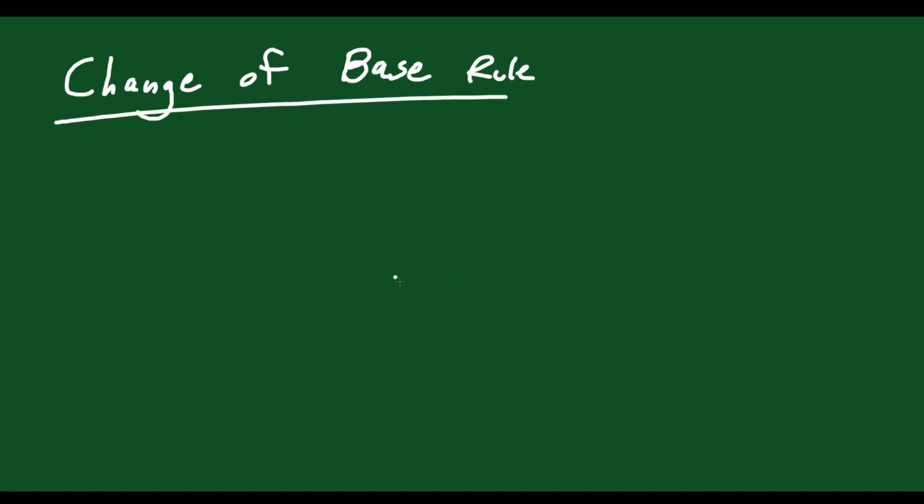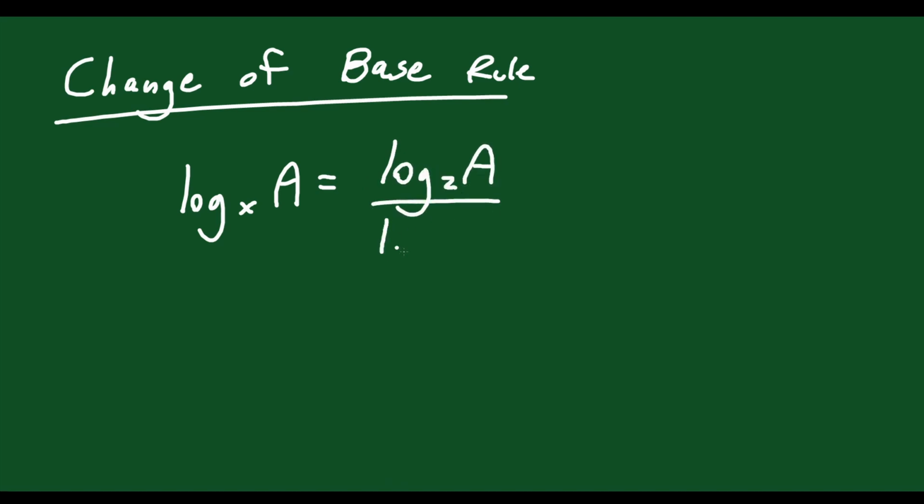Now, the next rule is also really useful. This is called the change of base rule, okay? Change of base rule goes like this. It says if you have log base x of a, that's equal to log base z of a divided by log base z of x.